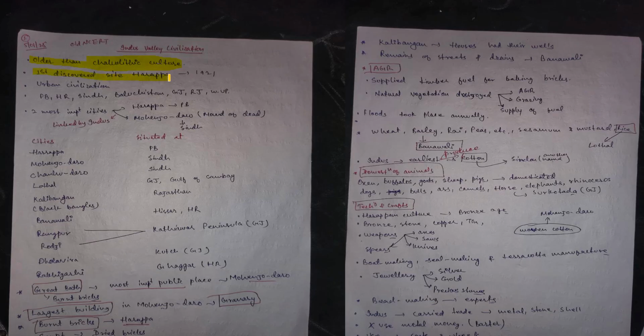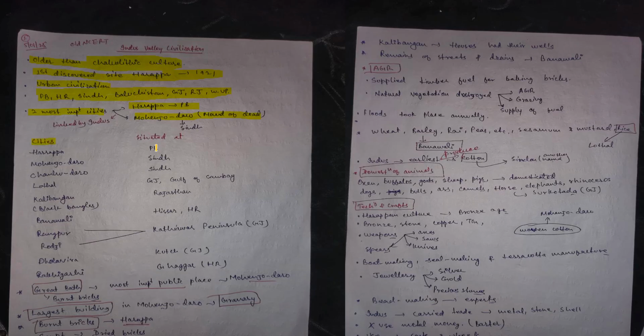The first discovered site was Harappa, 1921. It was an urban civilization. Punjab, Haryana, Sindh, Balochistan, Gujarat, Rajasthan, and Western UP. This is the extent of the Harappan civilization. The most important cities are Harappa, which is in Punjab, and Mohenjo-daro, Mount of the Dead, which is in Pakistan.